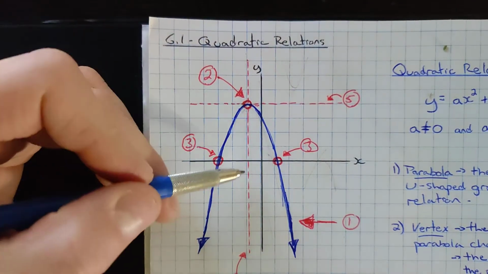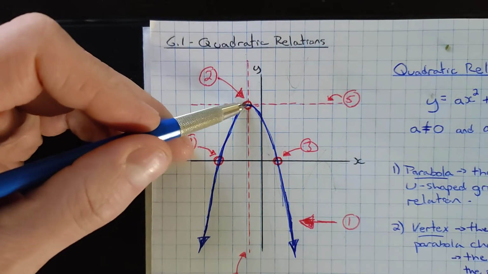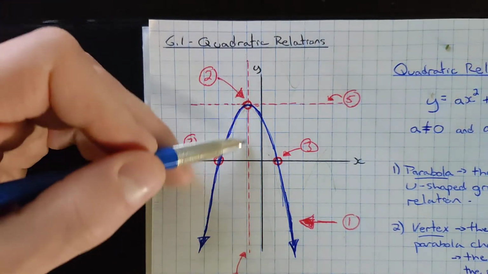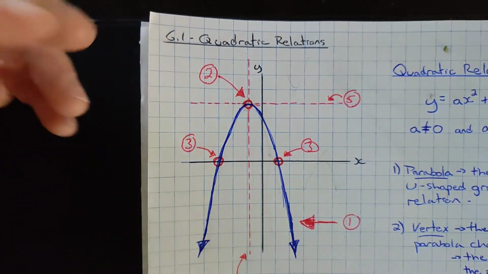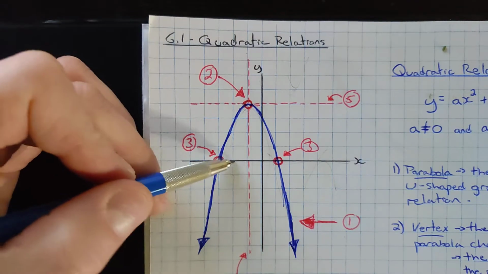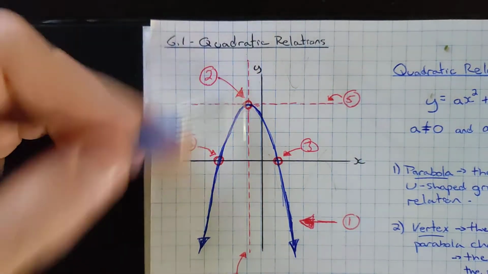So in this case here, my vertex is at -1. So this would be x equals -1 for the equation of this line. Again, any vertical line on a graph will have the equation x equals whatever x value it goes through. In this case, it's going through -1.